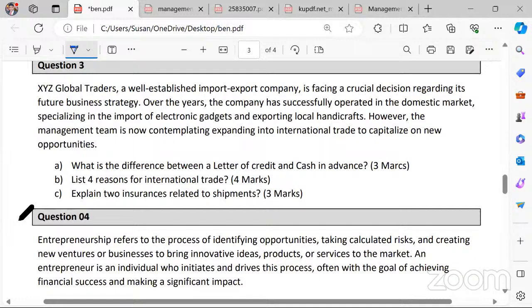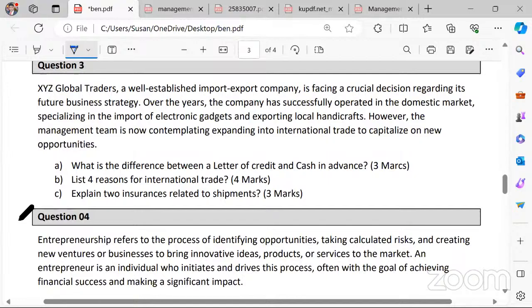Cash in advance means that before the shipment, some sellers ask for money. Some sellers ask for money before the transaction. First they get the money, later they send the goods, right? We can do cash in advance if we know these two customers, if we know the supplier. If the supplier is not a known customer, then they can go for cash in advance. But the letter of credit is another option. Right? You can explain this.